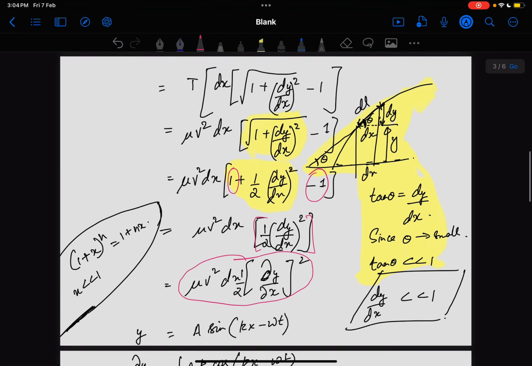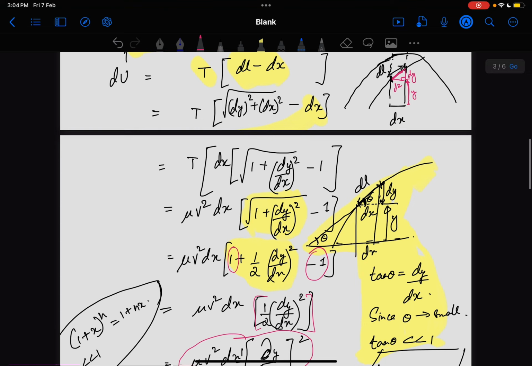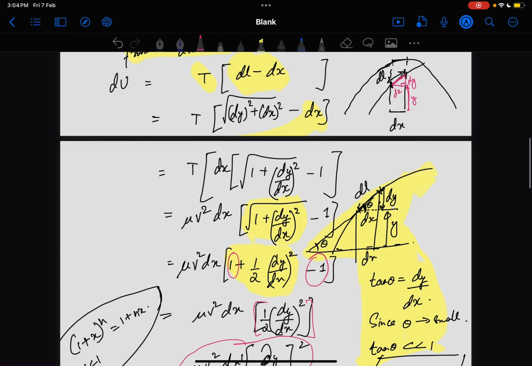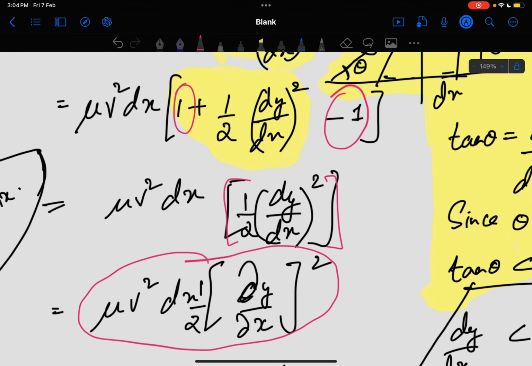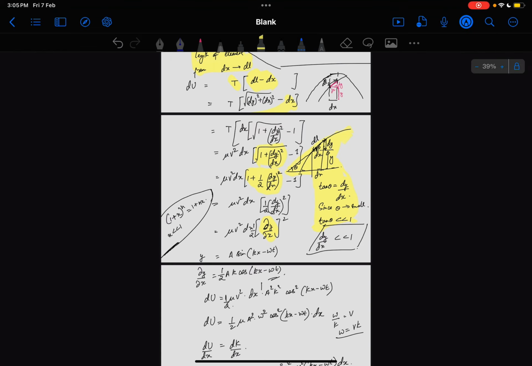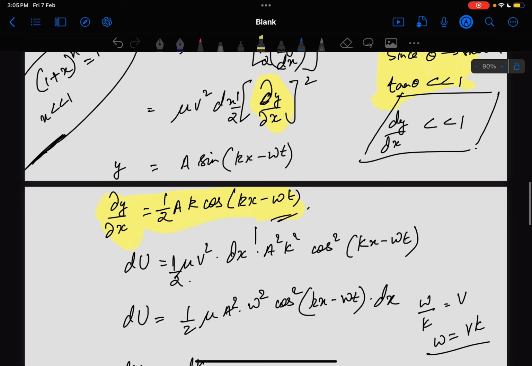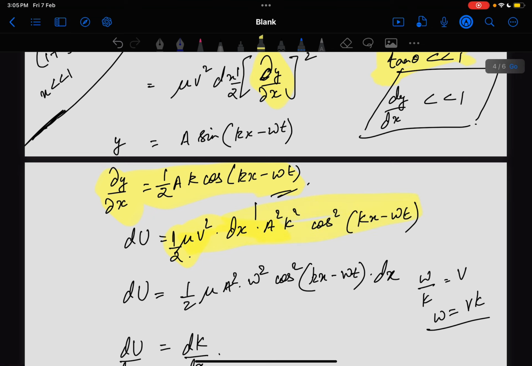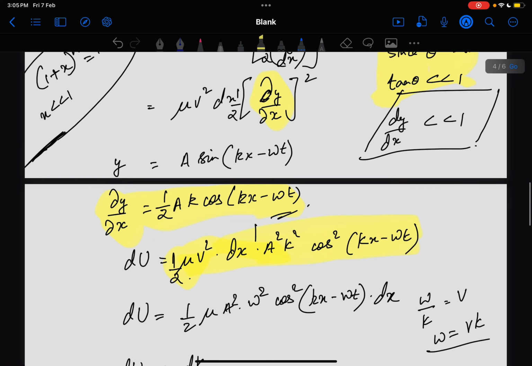Now how much is the value of dy by dx? That means the slope at this instant of time. At this instant of time we are going to treat the t as a constant. So therefore replacing dy by dx as equal to dou y divided by dou x, we now replace this value from y equal to a sine of kx minus omega t. We find the dou y by dou x quantity, and we substitute over here in this term, and over here we get this expression mu v square half into dx dou y by dou x.